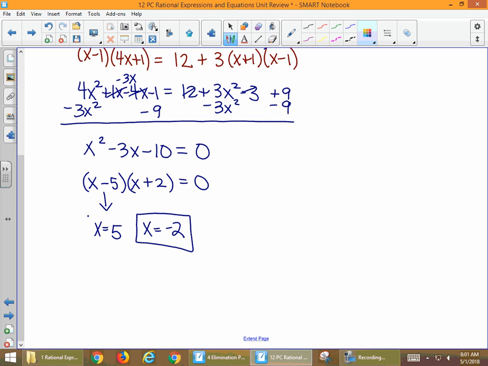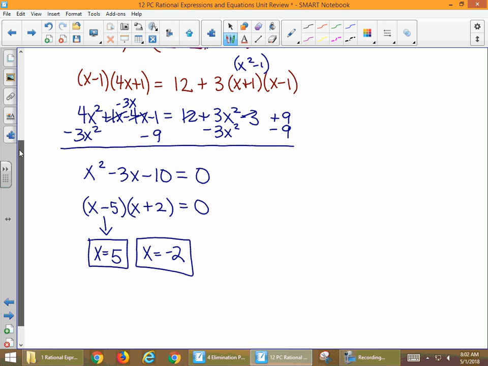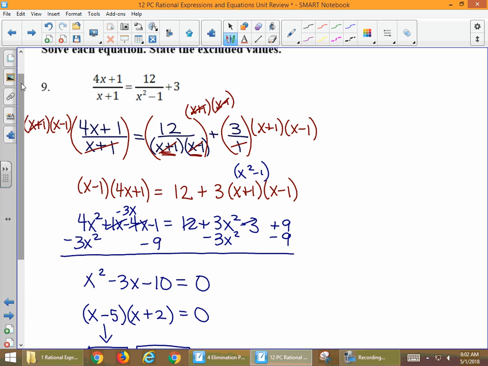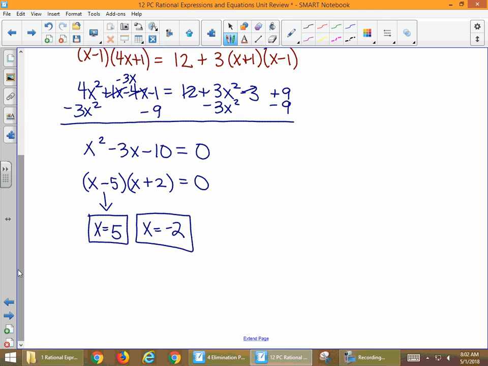The thing we have to be careful about, we need to go back and double check our original problem and make sure that neither of those values is going to make our denominator 0. So 5 and negative 2. If we look back here, what can x not be? Well, x cannot be positive 1. x cannot be negative 1. But since neither of those is our solution, our two solutions are lovely.